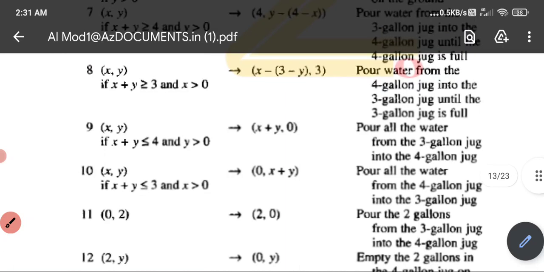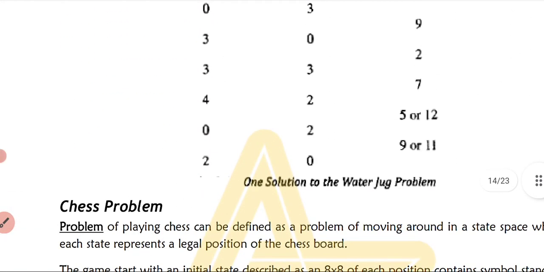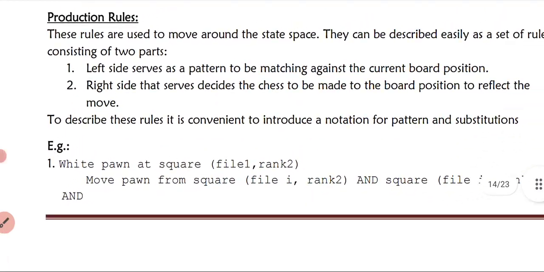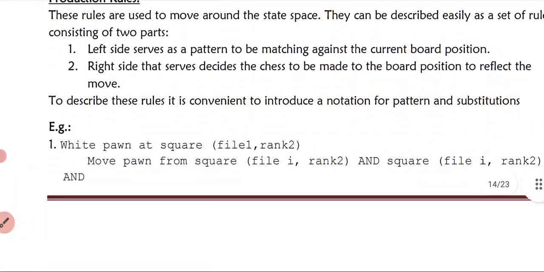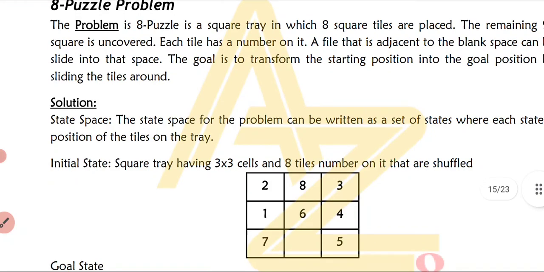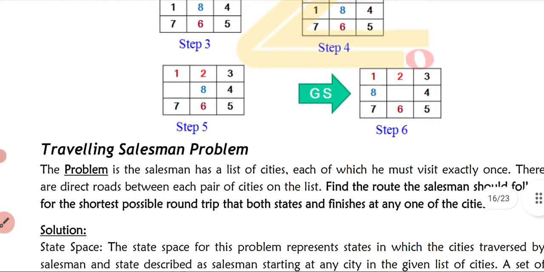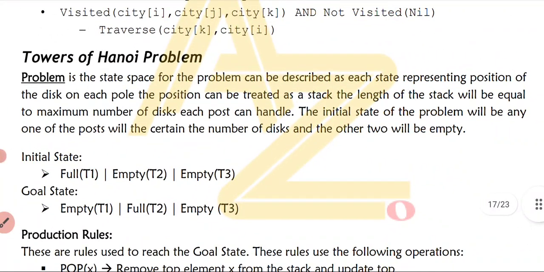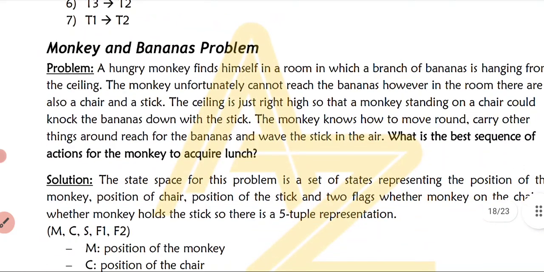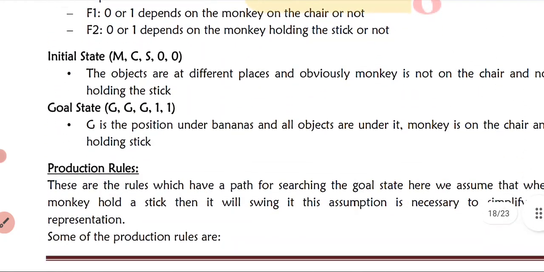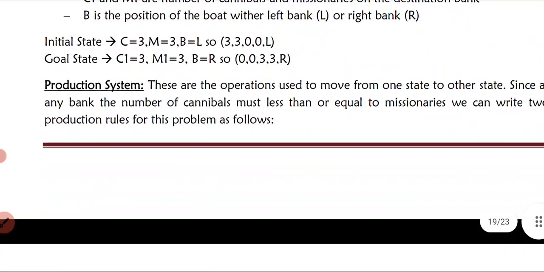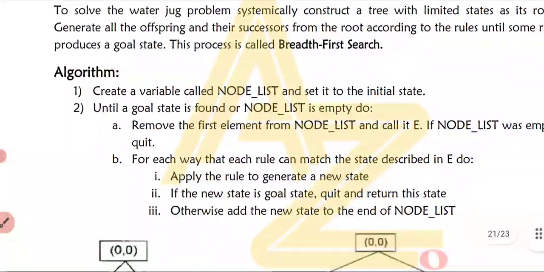We have a lot of productions and rules for this, and this table is also very, very important. I will explain all the problems which will come in this module in the next video. Next we have chess, with the same problem, production rules and a table displayed, and also the 8 puzzle problem, and the traveling salesman problem. And the next one is the Tower of Hanoi, and the monkey and banana problem. These are all problems related to this module. And next is missionaries and cannibals.